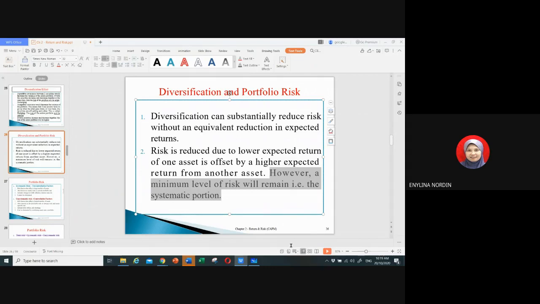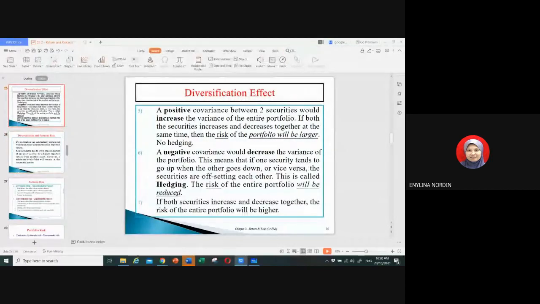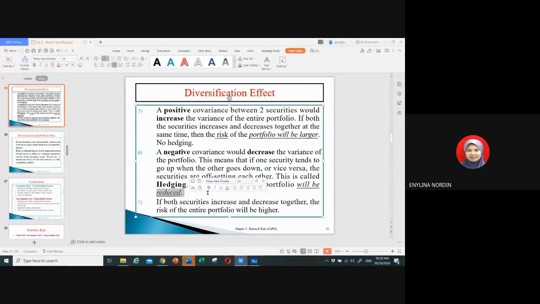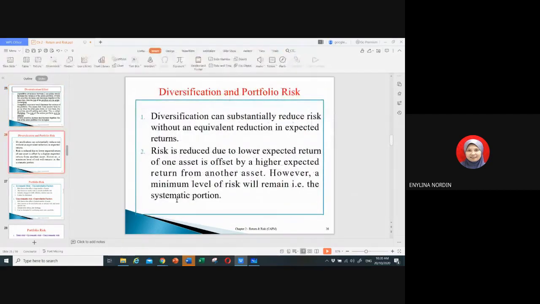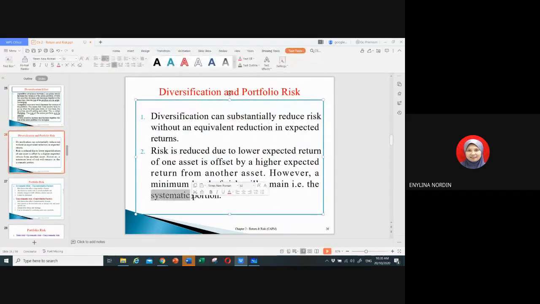Sebab tu kita tak cakap boleh eliminated. Kita cuma cakap tadi reduce. Right, ataupun dekat sini pun kita tak tulis will be eliminated. Kalau eliminated maknanya zero lah, tak ada risk langsung dalam portfolio you kan. So kita tulis kat sini reduce. Why reduce? Sebab masih ada lagi risk that still remains in your portfolio, and that risk is called what? Systematic risk. Understand?